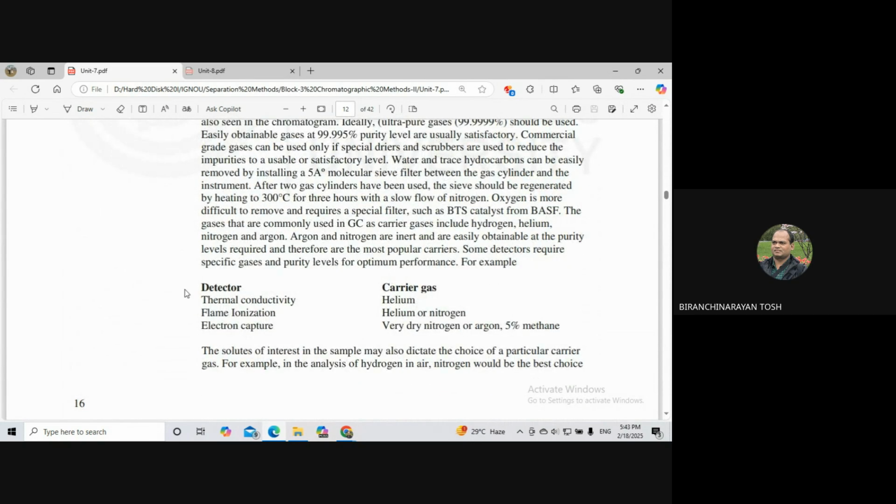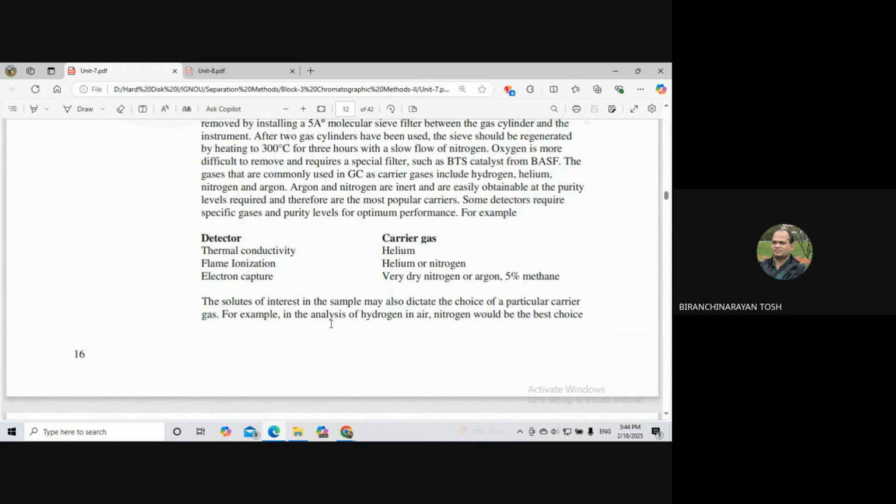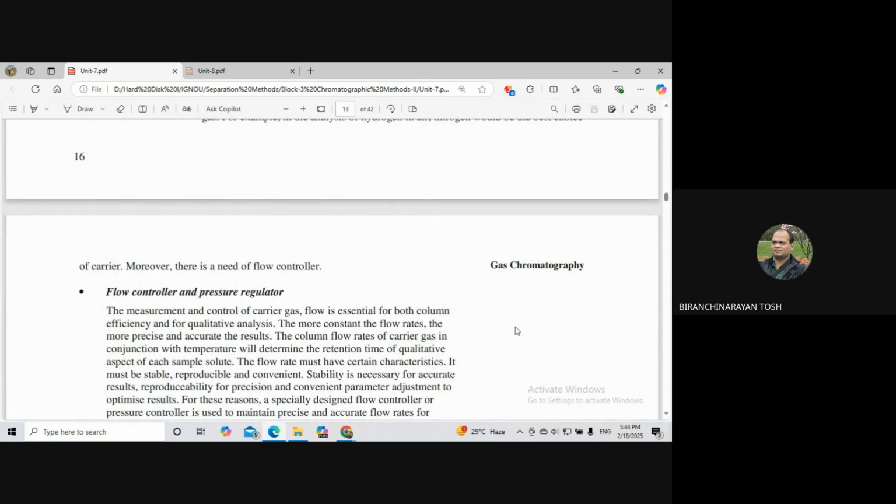Generally, the detector may be thermal conductivity, flame ionization, or electron capture, and the carrier gas may be helium or a mixture of helium or nitrogen, very dry nitrogen or argon, or containing 5% methane. The solutes of interest in the sample may also dictate the choice of a particular carrier gas. For example, in the analysis of hydrogen in air, nitrogen should be the best choice. Then the flow controller and pressure regulator.